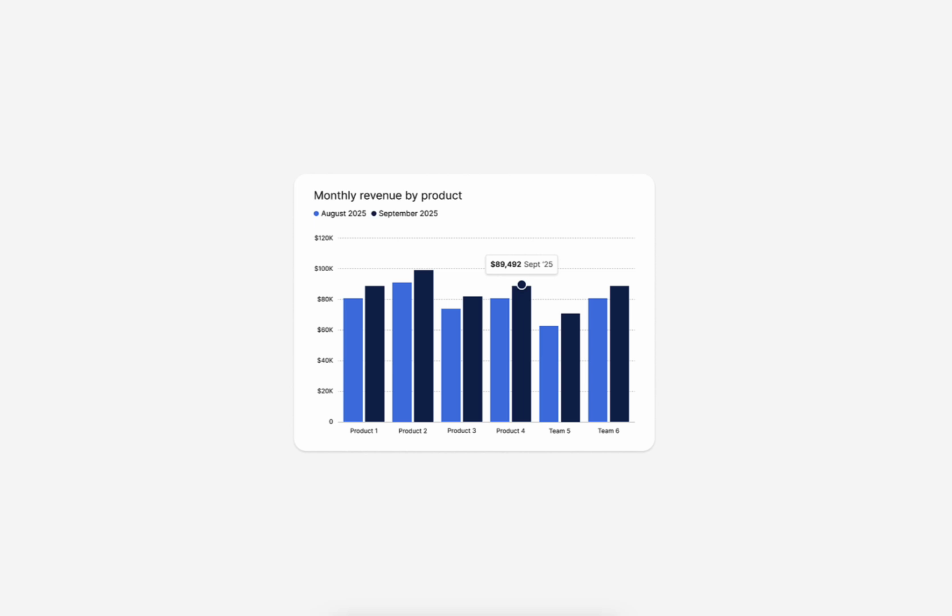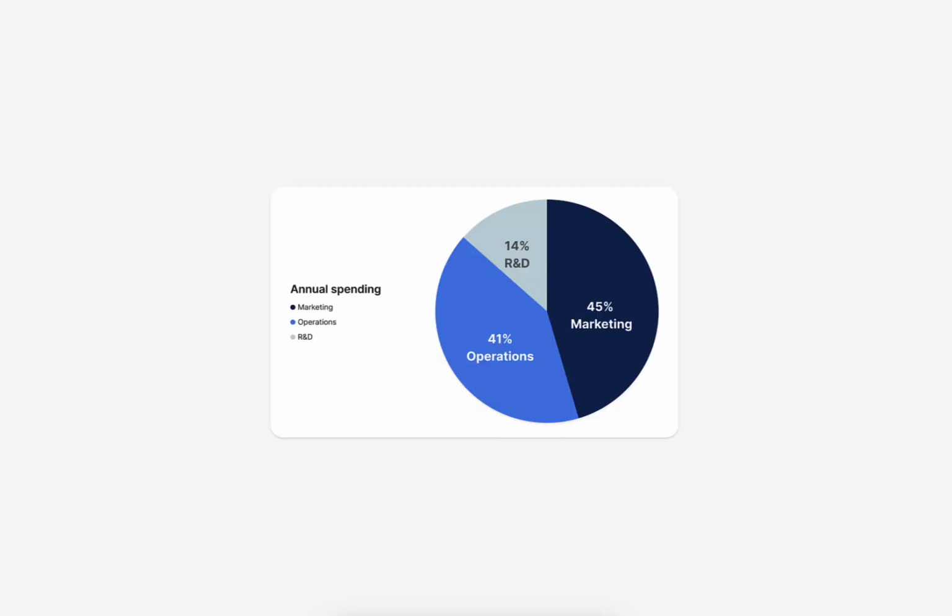changes. The column chart is a vertical variation of the bar chart that's best for showing data over time, such as sales by month. The pie chart divides data into proportional slices to show parts of a whole. Use it for visualizing proportions such as budget allocation across departments.